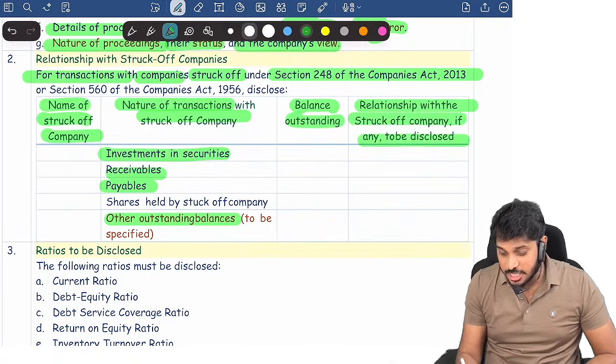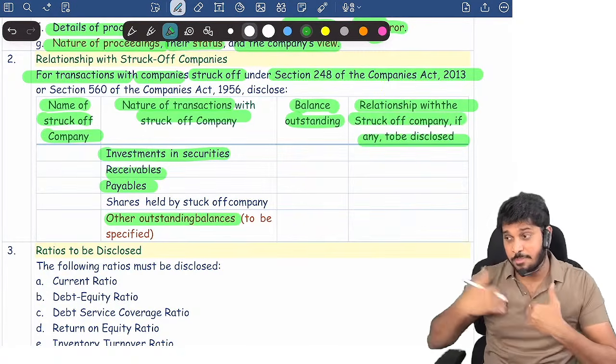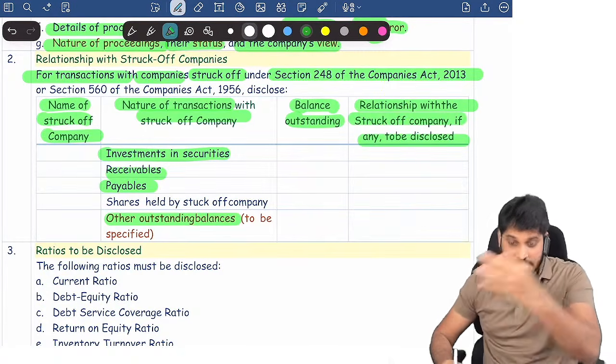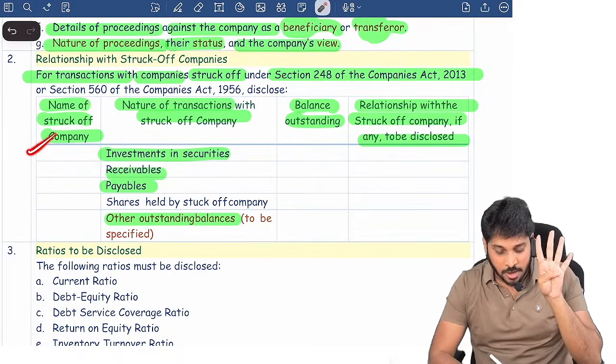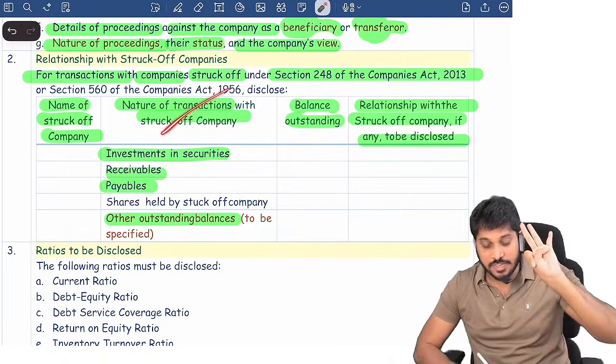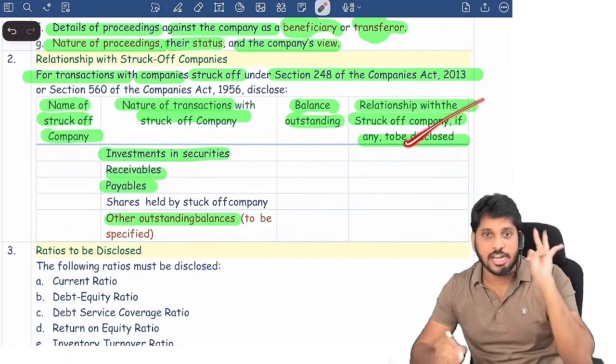If there is any relationship with the struck off company, for example, sir, that company is my subsidiary company, or my associate company, then give that relation. 4 points you need to disclose, guys. Name of the struck off company, nature of the transaction, balance outstanding, and relationship with them.